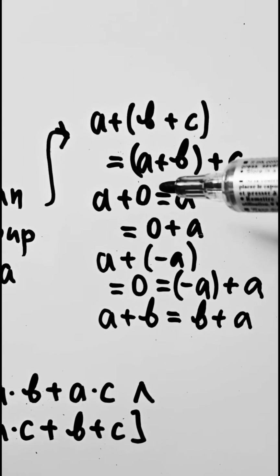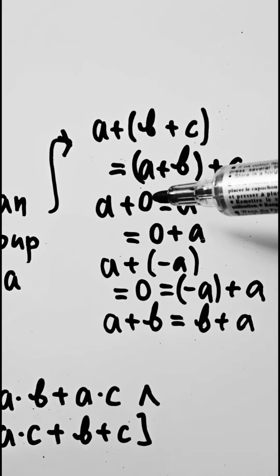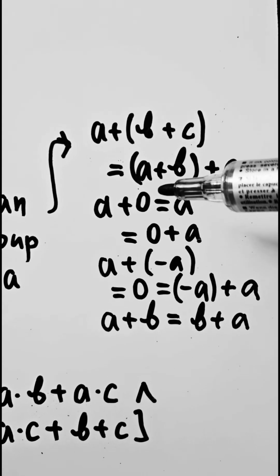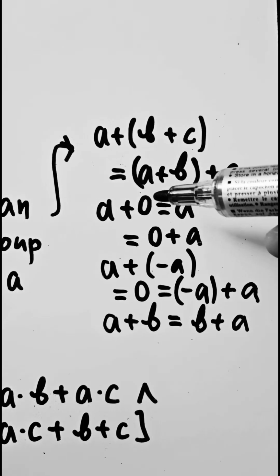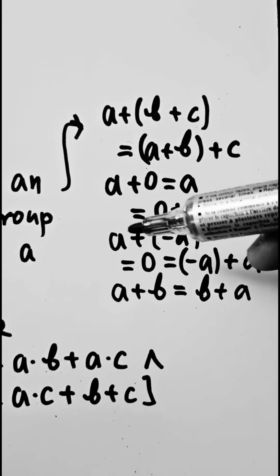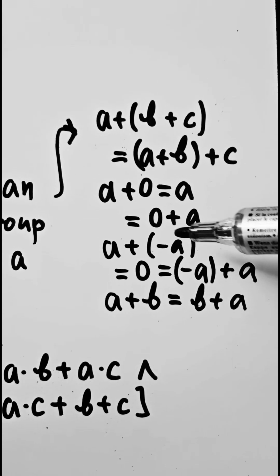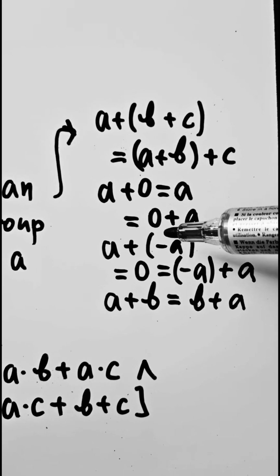Note that the element 0 will always be unique. There will only be one element 0 satisfying these two equalities for every a. In a similar way, for every element a, there will always be exactly one minus a for which these two equalities hold.